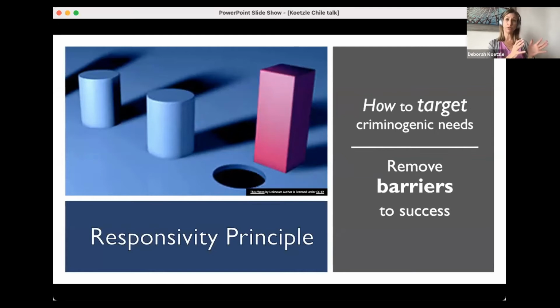So risk tells us who to target, higher risk youth. Need tells us what, right? We need to target these criminogenic needs. The responsivity principle then tells us how to go about doing this.